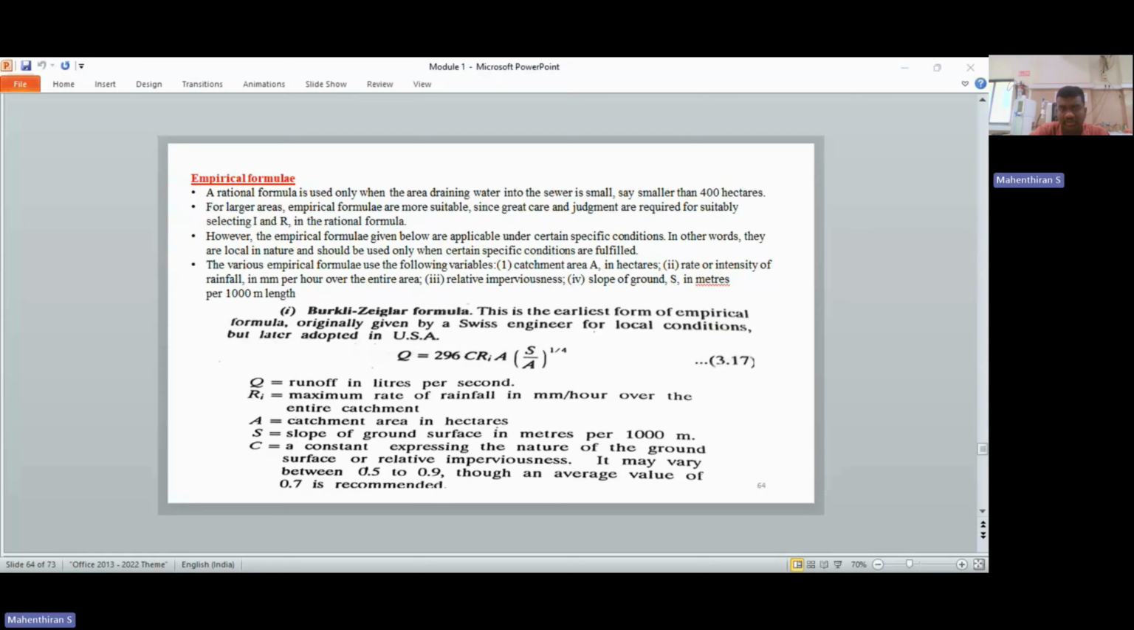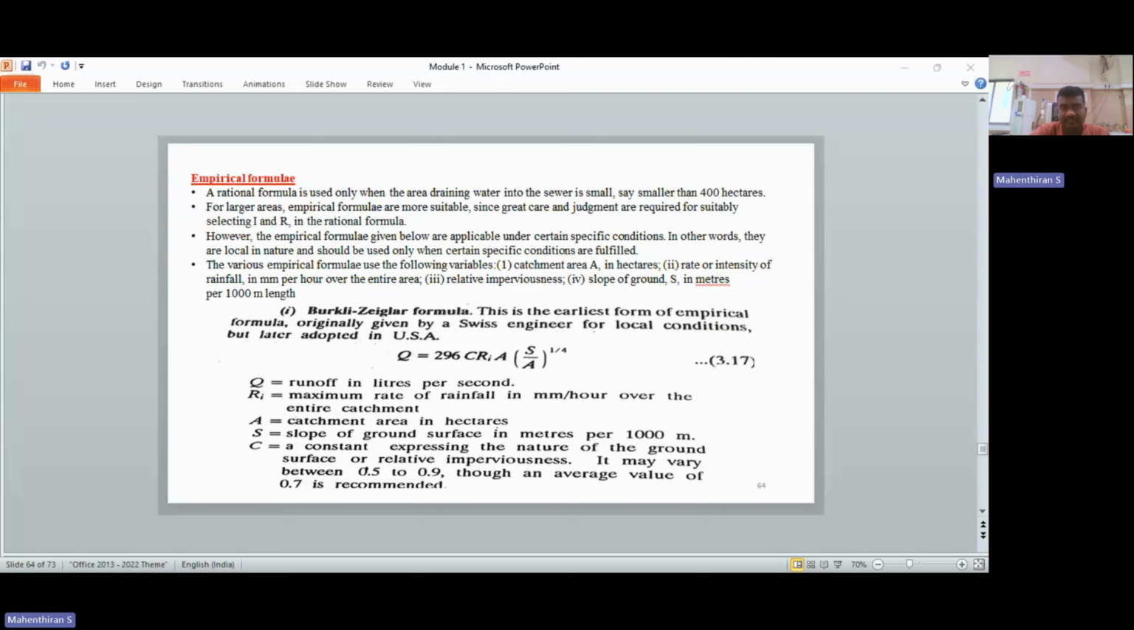The fourth root term is the distinct feature of this formula. Most other formulas treat slope linearly or with a square root. The Berkeley-Ziegler formula uses a fourth root, which means that slope has a relatively weak influence on runoff compared to area and rainfall intensity. Let me be very clear about the limitations of the Berkeley-Ziegler formula.